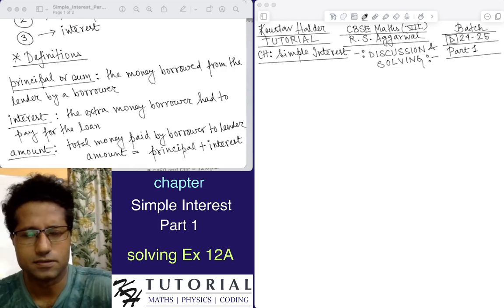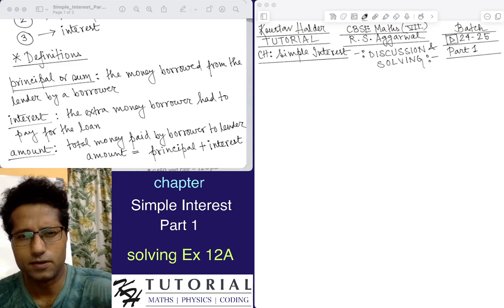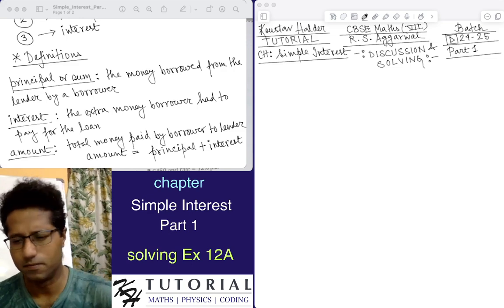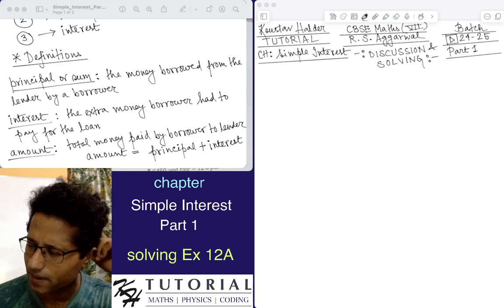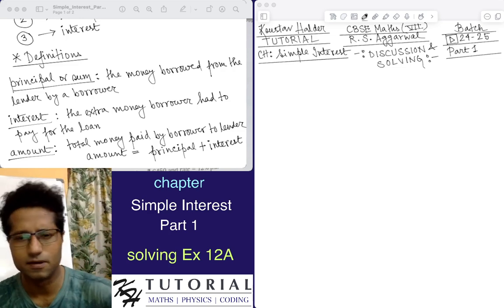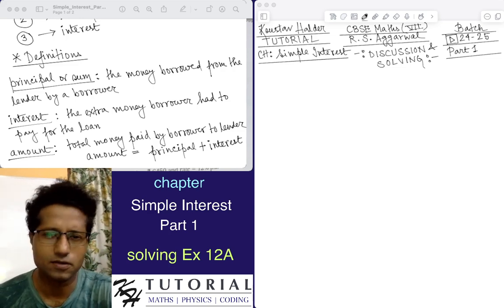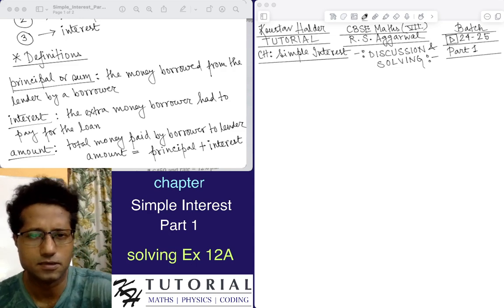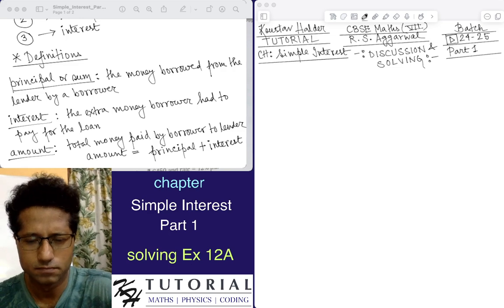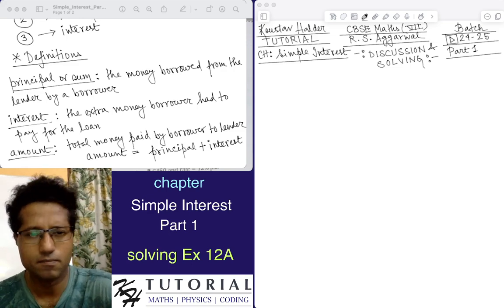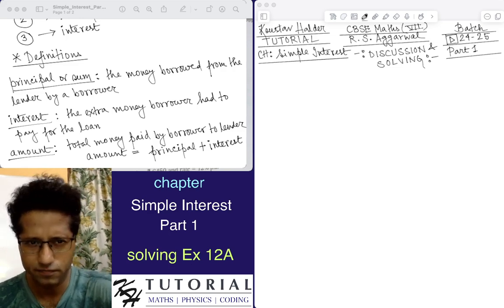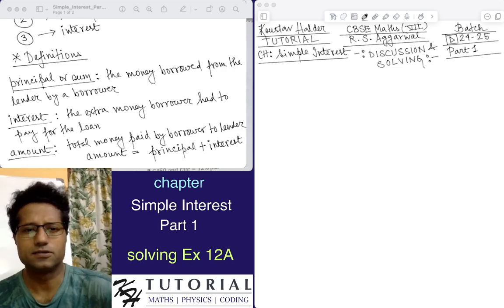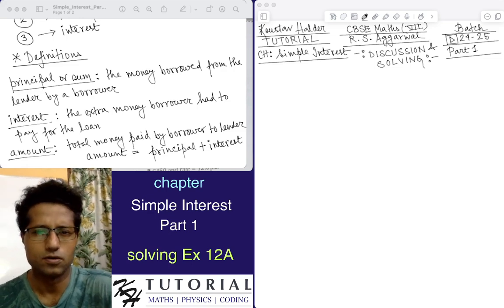Now what is interest? The extra money the borrower has to pay for the loan. So if a person takes 50,000 from a bank, and let's say he has to pay an extra 20,000 to the bank, then this extra 20,000 is the interest he is paying for the loan, for the money he borrowed. So interest is the extra money the borrower has to pay for the loan.